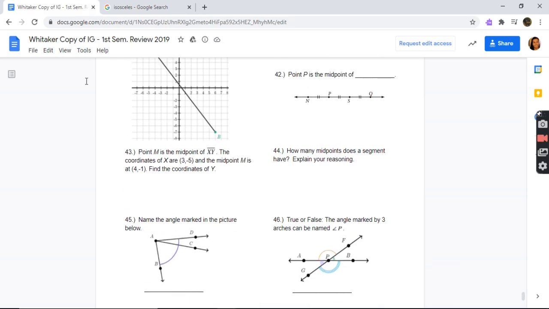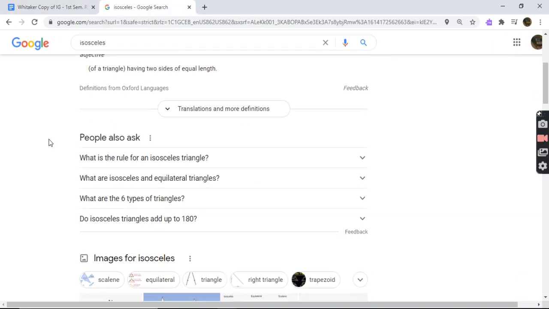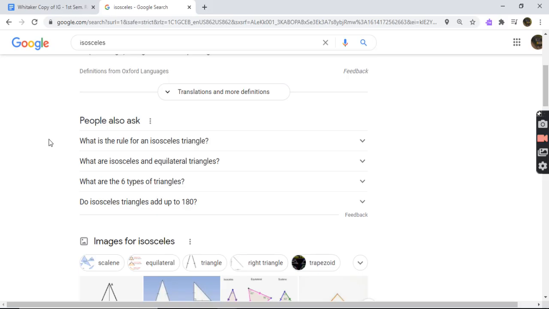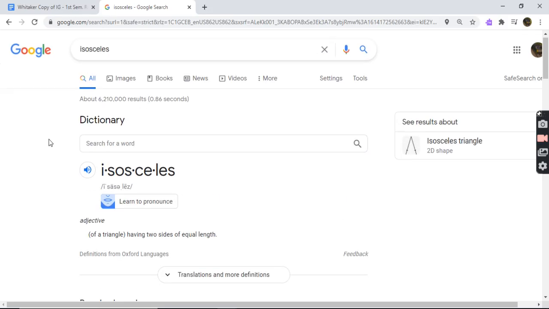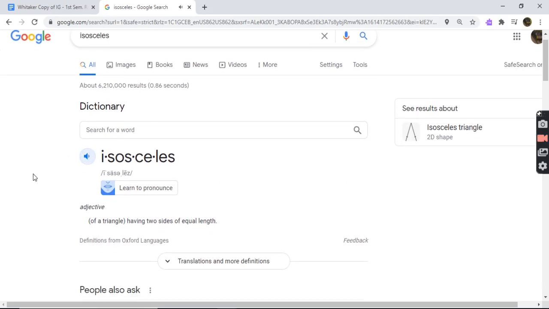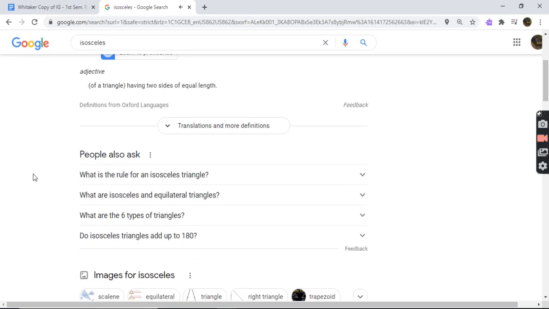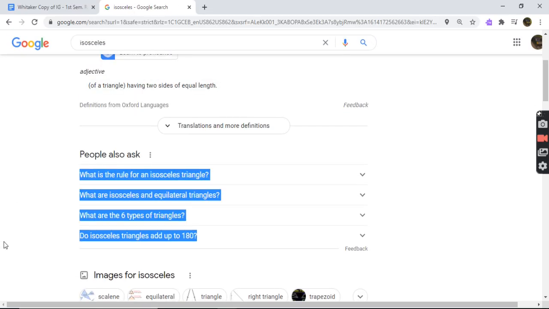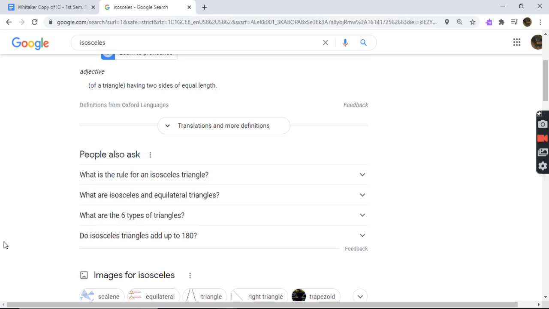Okay, so I'm going to do some questions about the isosceles triangle. Some people have questions about the isosceles.